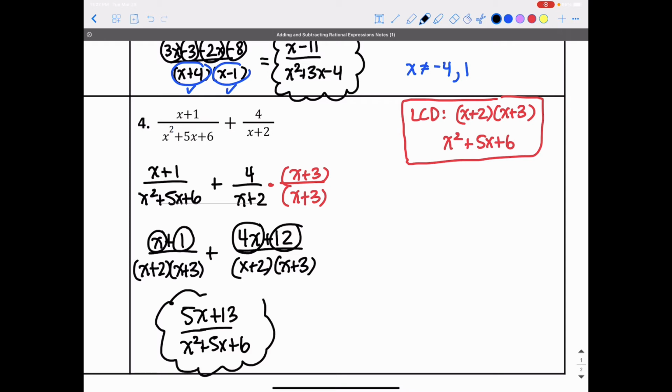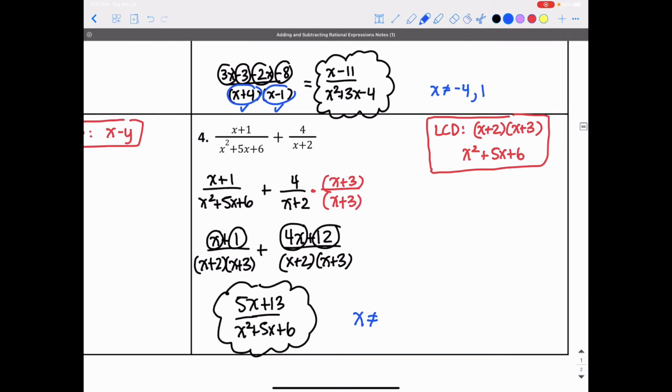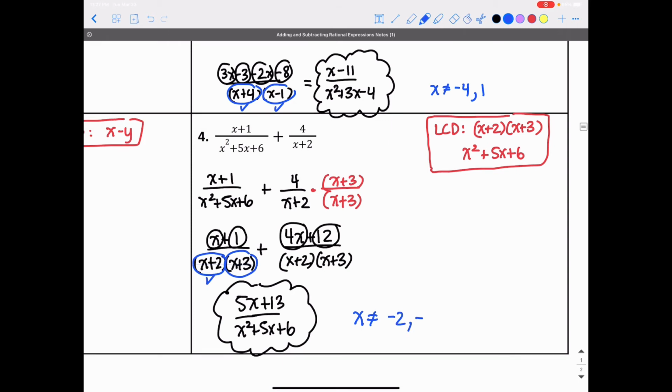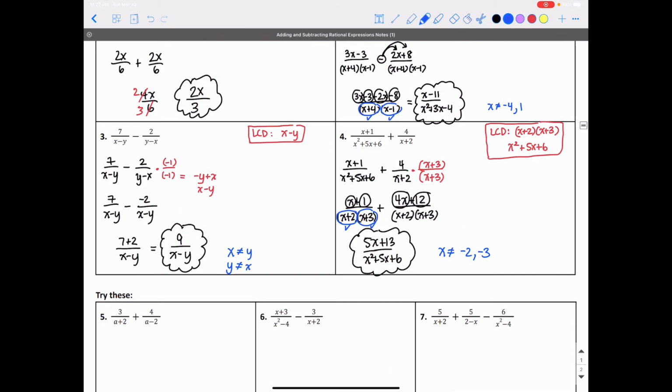And then I just need to say what x cannot be equal to. The things that I had in the denominator were x plus 2 and x plus 3. So x cannot be equal to negative 2 because that would make this 0, and it can't be negative 3 because that would make this 0. Those are my restrictions.